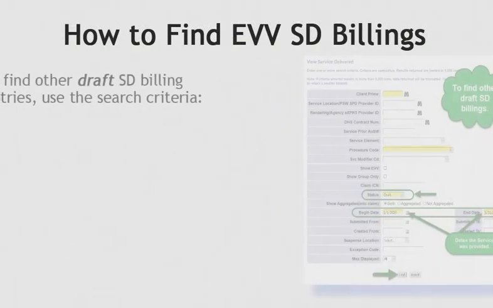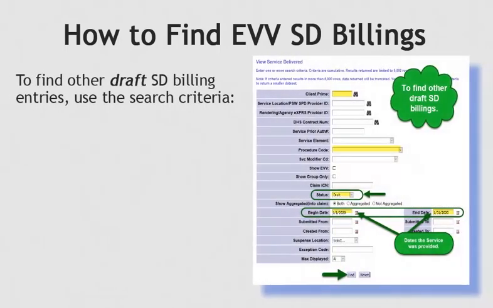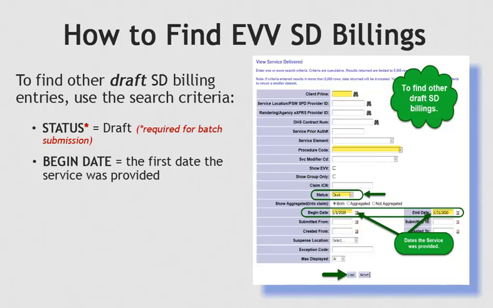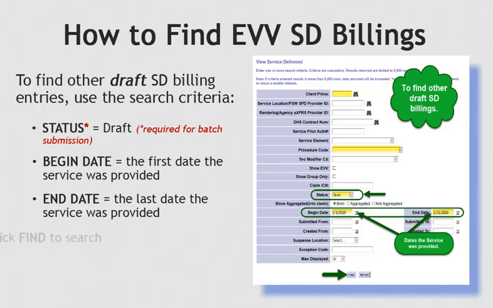To find other draft SD billings, just modify the search criteria. For example, to search for draft SD billings by the dates service was provided, in the Status drop-down select Draft. Again, selecting Draft from the Status drop-down is required, as this will activate the checkboxes to allow you to select the billings to submit. In the Begin Date field, enter the first date of the service date range. In the End Date field, enter the last date of the service date range. Add any other search criteria you'd like to further filter your search results, if desired, such as the client prime or the service procedure code. With your search criteria entered, click Find to search.